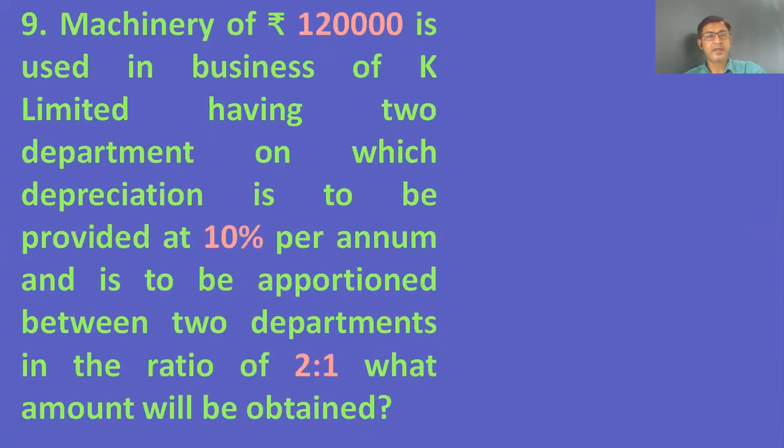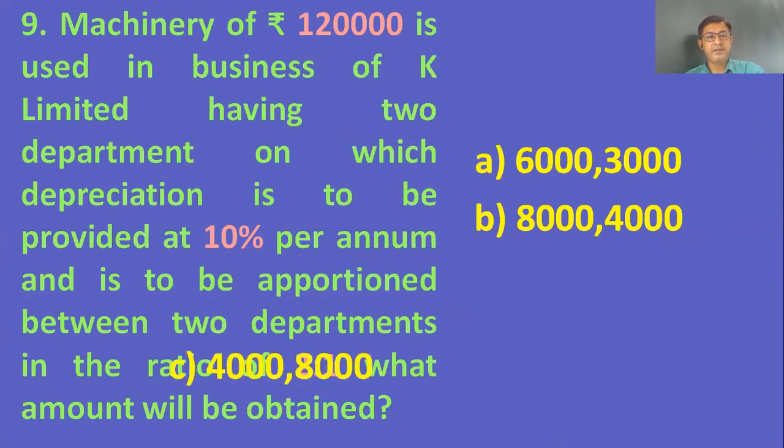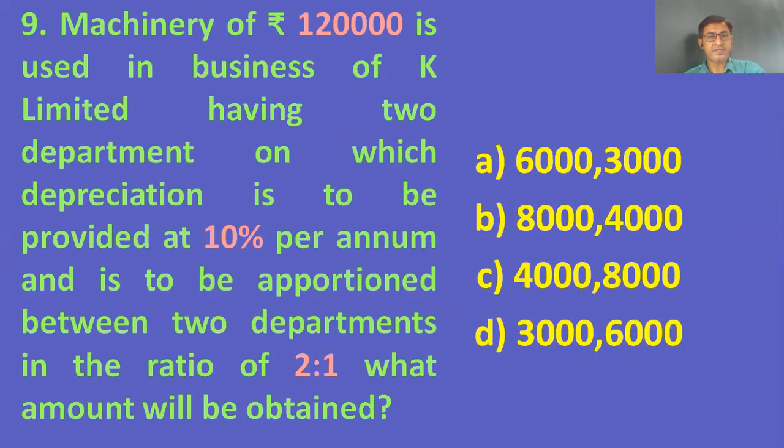Number 9. Machinery of rupees 1,20,000 is used in business of K Limited, having two departments, on which depreciation is to be provided at 10% per annum and is to be apportioned between two departments in the ratio of 2:1. What amount will be obtained? Let us see first of all what are the options available with us. So these are the four options available with us.